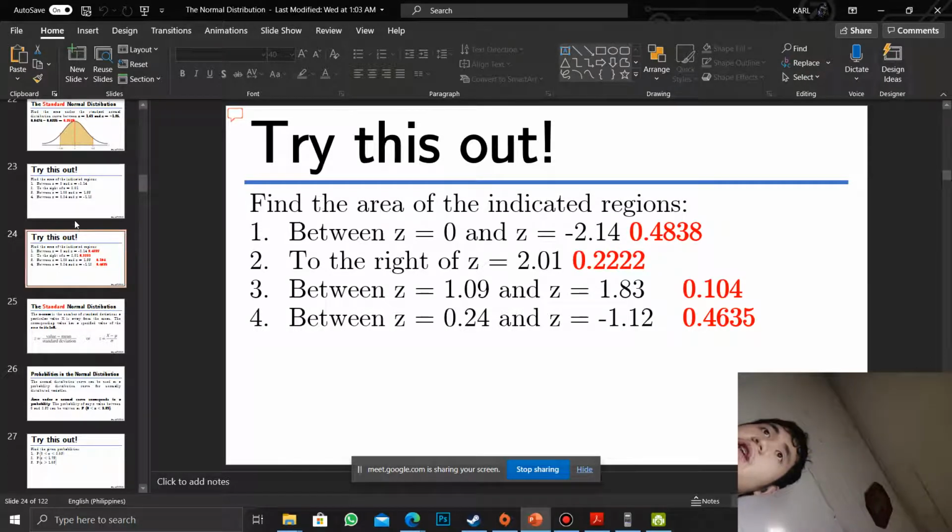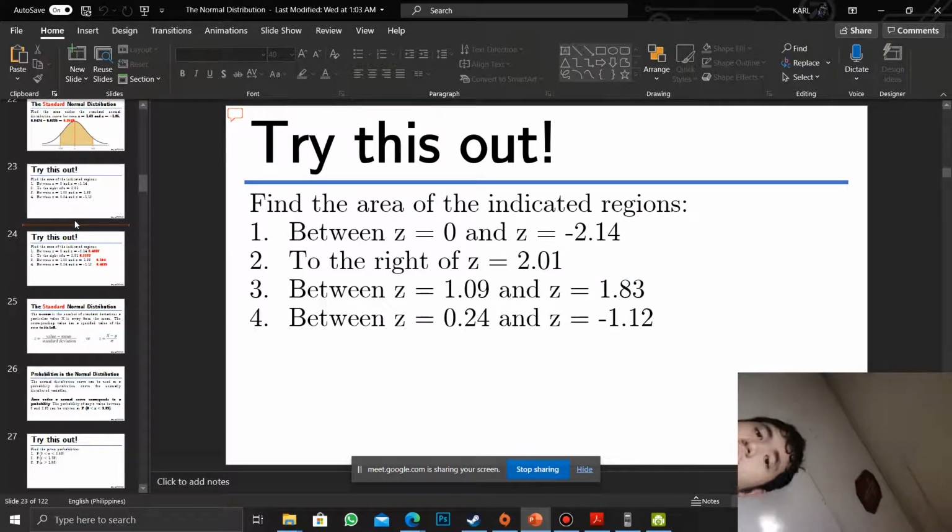Erin, siguro nalito ka. Yung number 2, to the right of 2.01, ha? Hindi to the left. To the right, no? To the right. Yes, there we go. That's good. Okay. Sige, last one, si Johan. To the right. So, bale, Erin, yung lower limit mo is 2.01. Yung upper limit mo is a very high positive number. Okay?